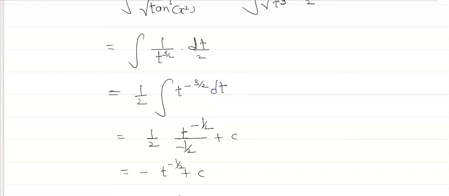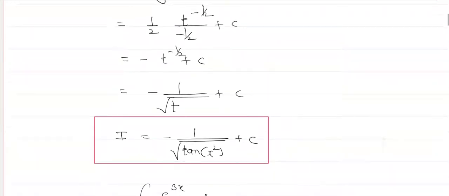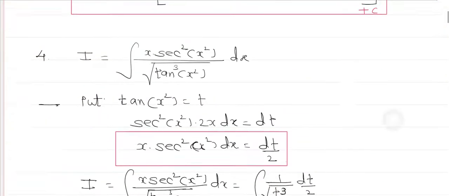That is 1 upon 2 integral of t raised to minus 3 by 2 into dt. Therefore its integral is t raised to minus 3 by 2 plus 1, that is t raised to minus 1 upon 2, upon minus 1 upon 2, plus c. Now here is a 1 upon 2 and this is a 1 upon 2, these two get cancelled. Then you will get minus t raised to minus 1 upon 2 plus c, and this can be written as minus 1 upon root of t plus c. Now what is the value of t? The value of t is tan of x square, plus c. And this is our final answer.